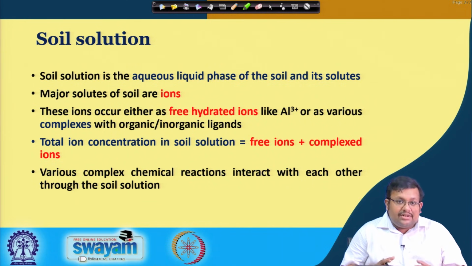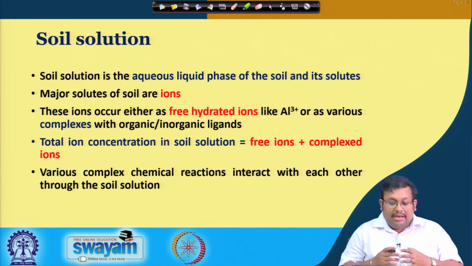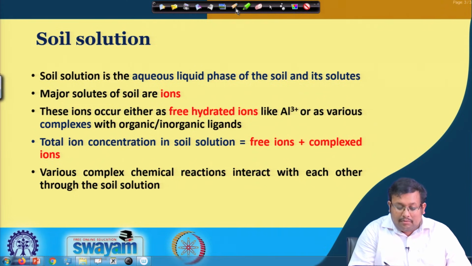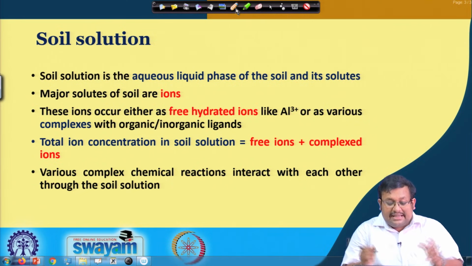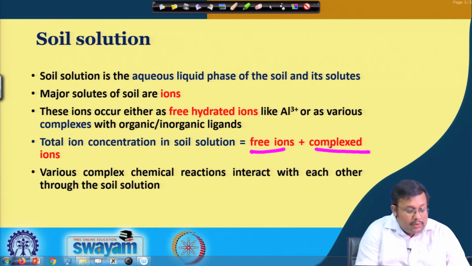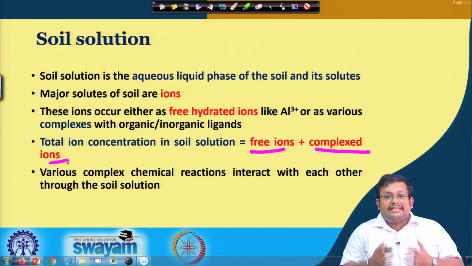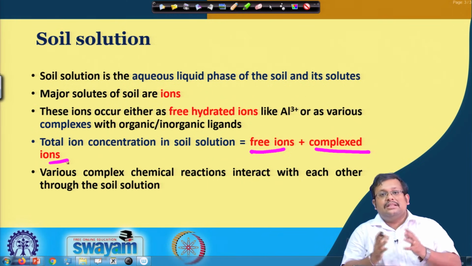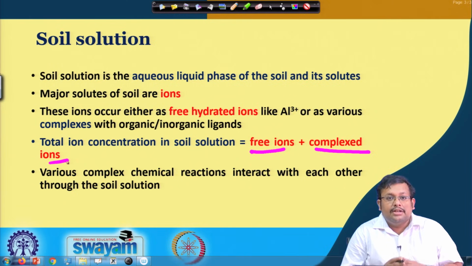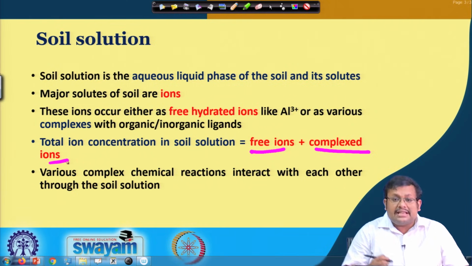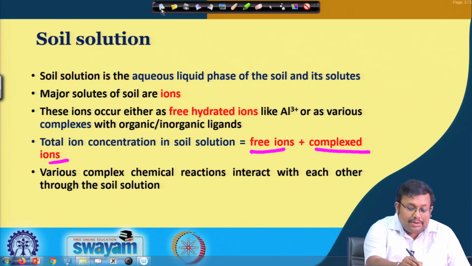So, total ion concentration in soil solution thus can be considered as cumulative, it is basically the sum of the free ions as well as the complex ions. And various complex chemical reactions interact with each other through the soil solution. So, these are some basic points about the soil solution.